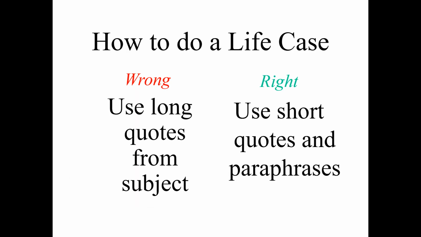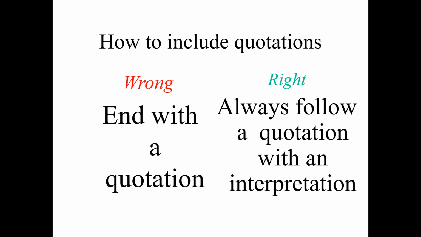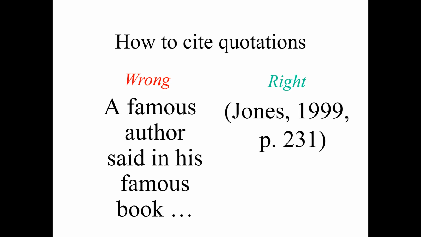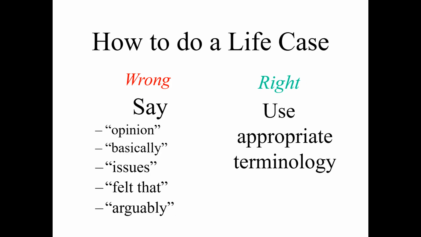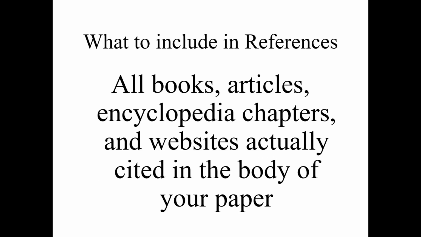I don't want to see a lot of long quotes from the subject or even from the biographers of that subject. Use short quotes, paraphrases, and always follow a quotation with an interpretation. Make sure that any quotation is properly referenced in APA format. Also, make sure you follow the writing rules. I don't want to hear terms like opinion, basically, issues, felt that, arguably. And I don't want to see a misuse of terms negative and positive.